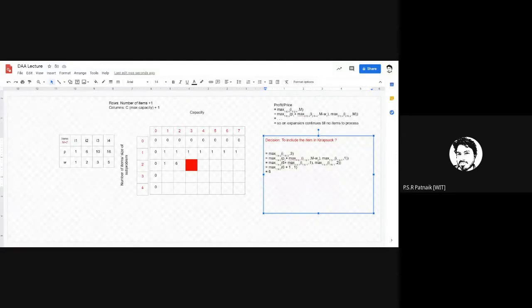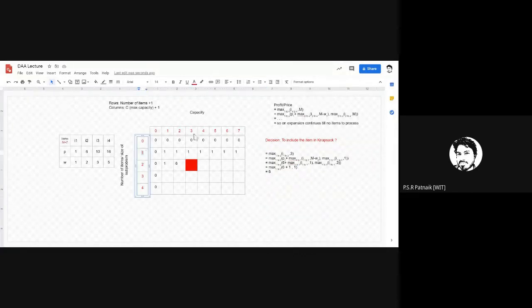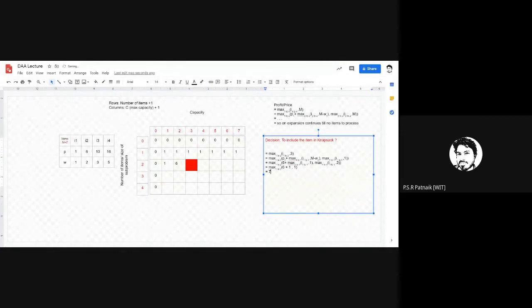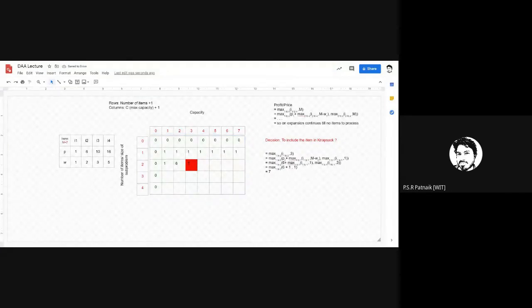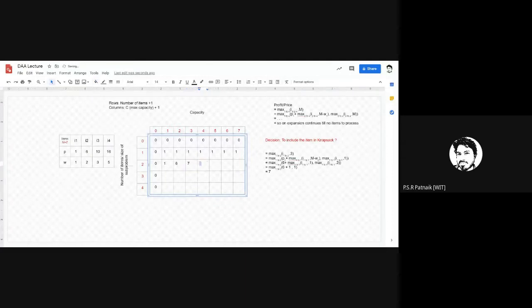And here it would be not 2, it would be 3. So max of this. So maximum profit I get when I want to process one element, which is I1, and when sack capacity is 3. One element, sack capacity is 3. What is that? 7 plus 6 plus 1 and 1. What is the max? 7. So what value you will have here? 7. Fine. So now I want to solve for this location.